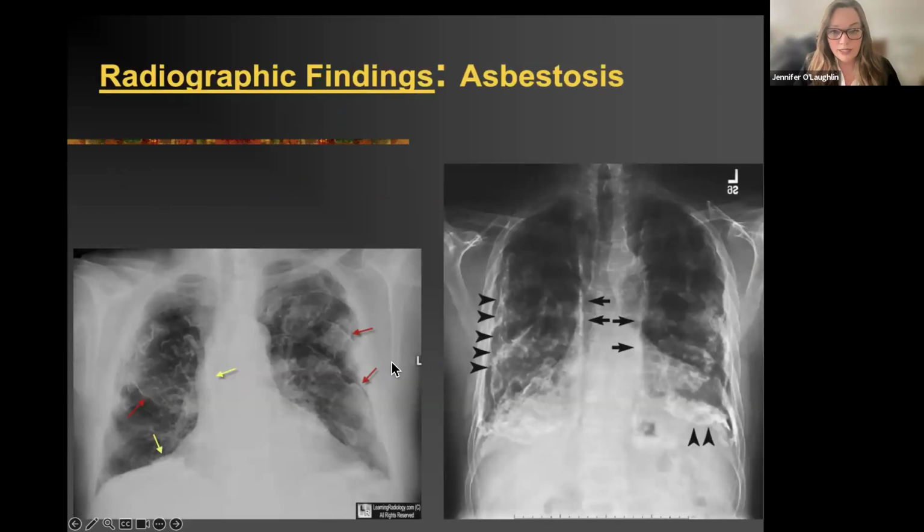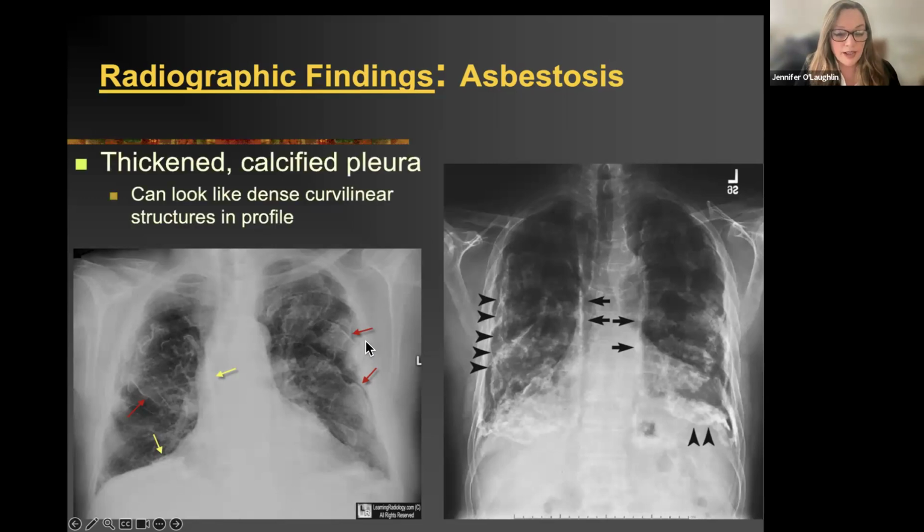Okay, so what does asbestosis look like? Now it's the pleura that's affected. So the pleura actually becomes kind of calcified. So you get calcified pleural plaques, and they can look just like thickened curvilinear densities when you see them in profile. And that's what these yellow arrows are pointing to. So we see this curvy line here, here. There's another line right here, a little bit below, where you can see it on the diaphragm. So that's just this calcification of the pleura itself.